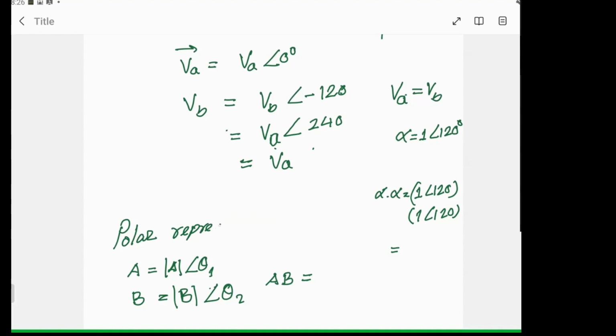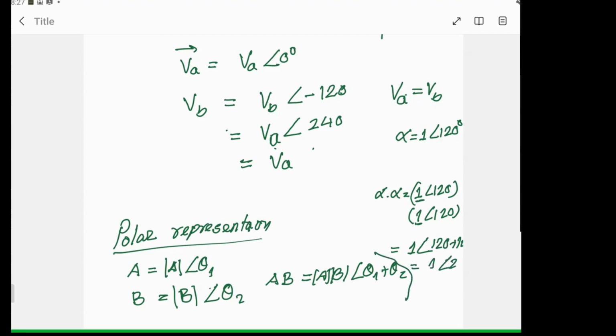So those who have done power engineering, how will you do that multiplication? Multiply the magnitudes and add the angles. The general equation is |A||B| at angle theta 1 plus theta 2. Very good. So similarly, I multiply the magnitudes, that will give me 1. And this addition, I add 120 plus 120, that will give me 1 with an angle of 240. So multiplying alpha times alpha will give alpha square.